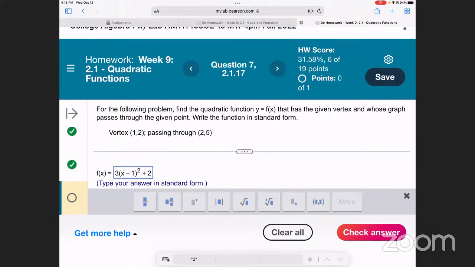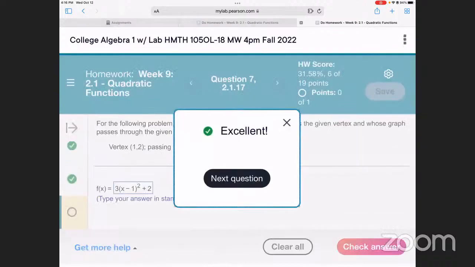So when x is 1, then the corresponding y is 2. When x is 2, 2 minus 1 is 1, squared is 1, times 3 is 3, plus 2 is 5. So this works for both of those points. So we're going to go with it.